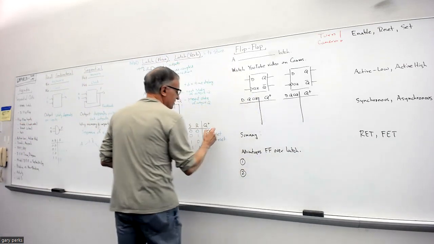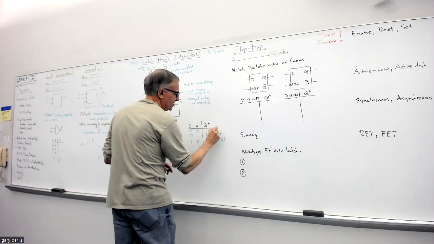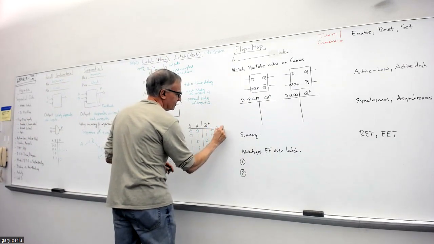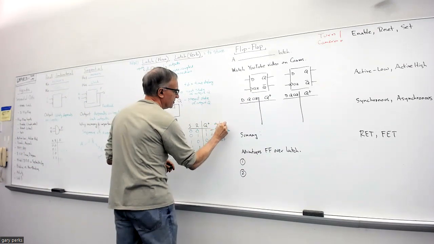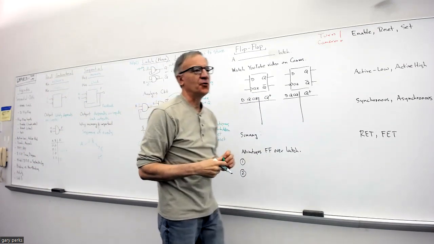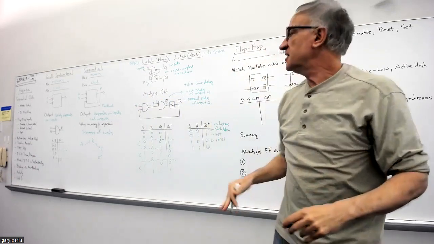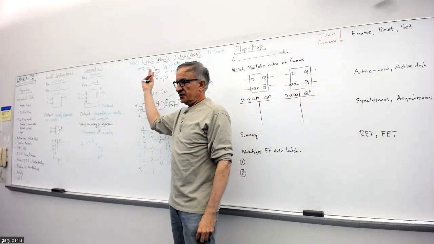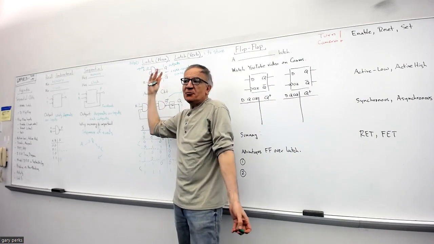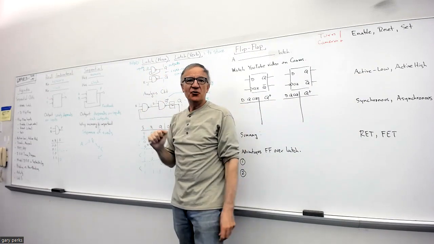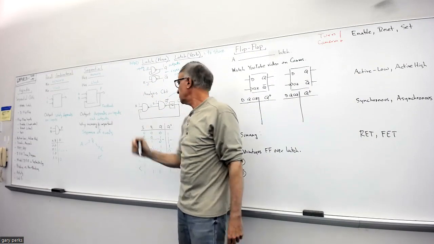we call this the forbidden state. Sometimes it's called ambiguous. Either word, forbidden, ambiguous. Meaning, since both inputs being 0 gives us outputs that don't make sense according to Boolean algebra, we just want to avoid it.